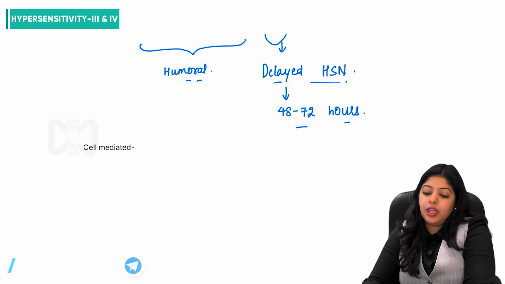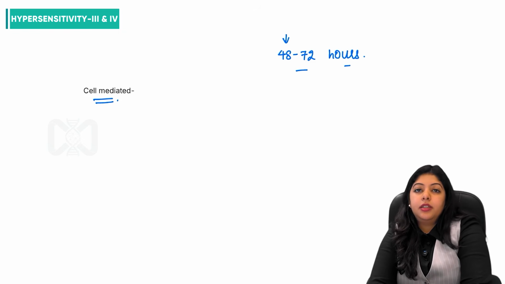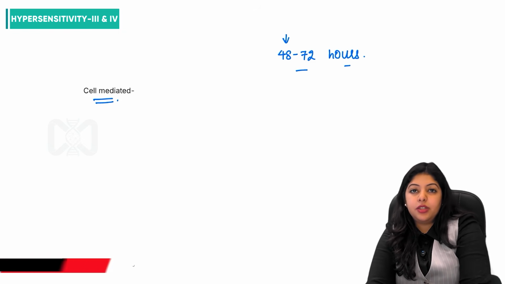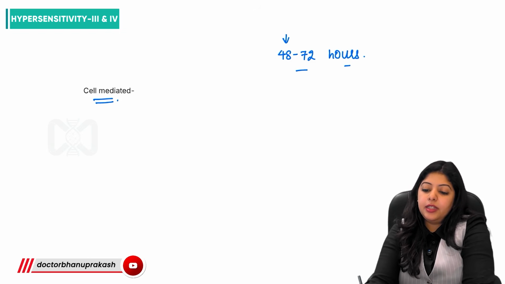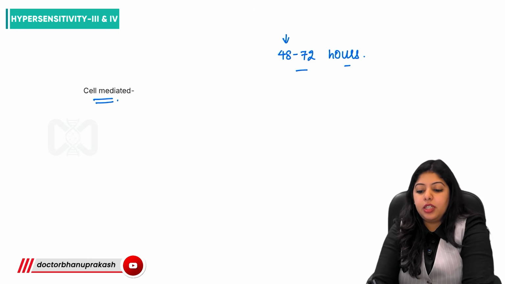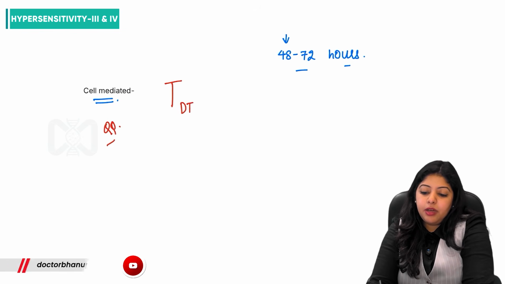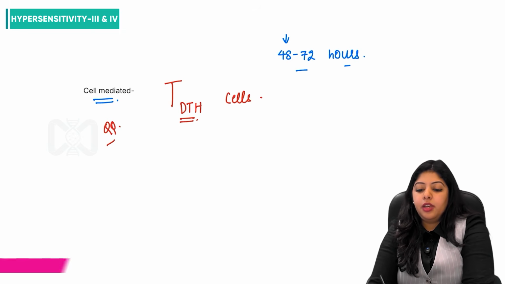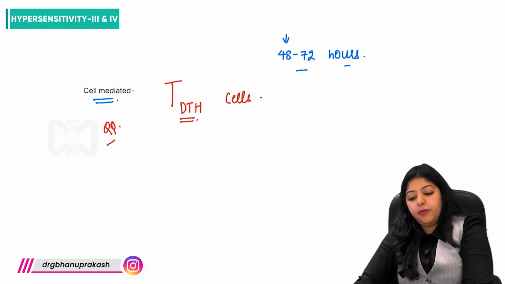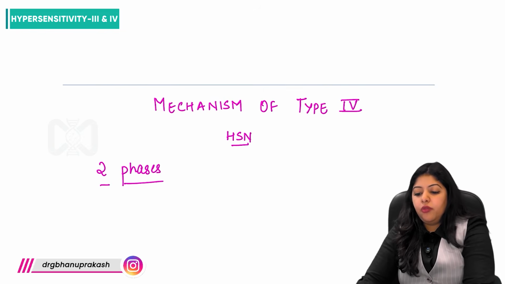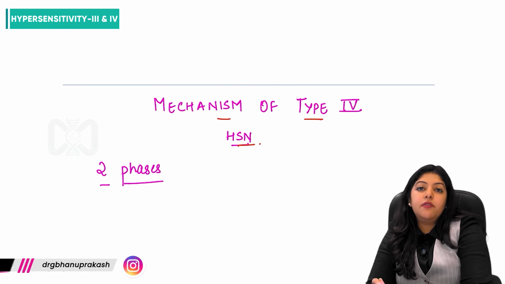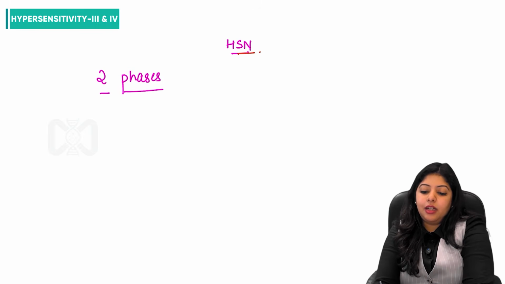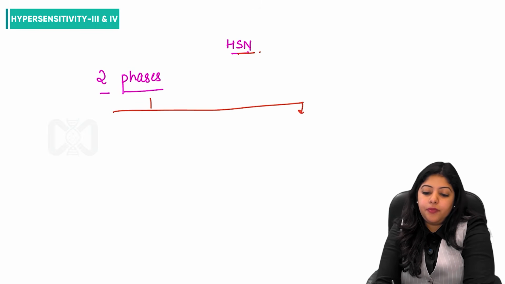And this is cell-mediated hypersensitivity or cell-mediated reaction. And what type of cells are associated with type 4 hypersensitivity? Again a question. It is the delayed type hypersensitivity cells, right? So these are responsible for type 4 hypersensitivity. Now, what is the mechanism of type 4 hypersensitivity reaction? We must know that this occurs in two phases.